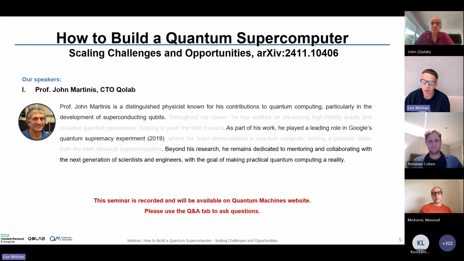A bit about our speakers. Professor John Martinez is a distinguished physicist known for his contributions to quantum computing, particularly in the development of superconducting qubits. As part of his work, he played a leading role in Google's quantum supremacy experiment in 2019. Beyond his research, he remains dedicated to mentoring and collaborating with the next generation of scientists and engineers with the goal of making practical quantum computing a reality. And again, I'm sorry everyone that I've shortened the bios to really leave us time for the session.